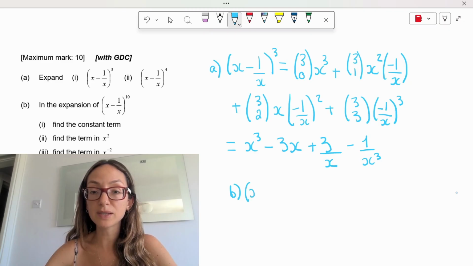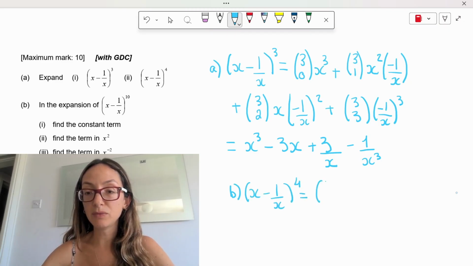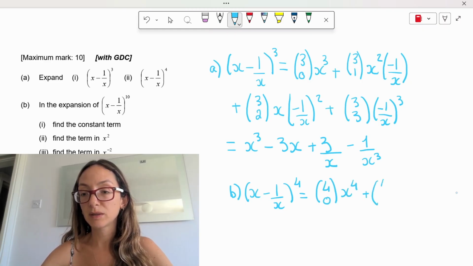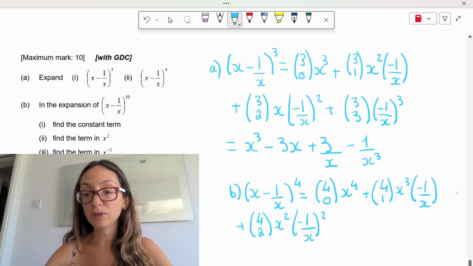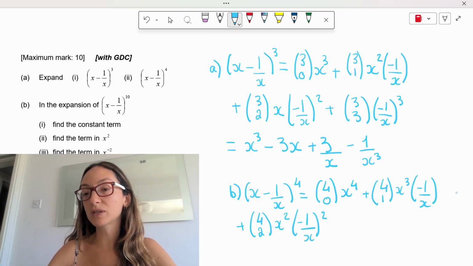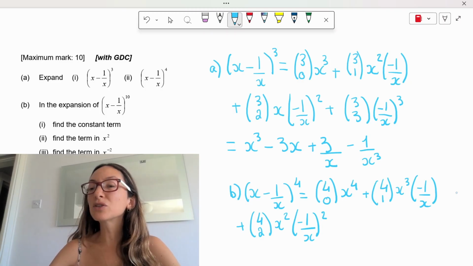Now let's do the same thing for the second one, which is the exact same expression to the power of 4. Again, we have 4 choose 0, x to the power of 4, plus 4 choose 1, x to the power of 3, minus 1 over x to the power of 1, plus 4 choose 2, x squared minus 1 over x to the power of 2. Now, every time you can stop and check with yourself if the powers add up to 4. That's a good way to make sure that you haven't missed out any terms.